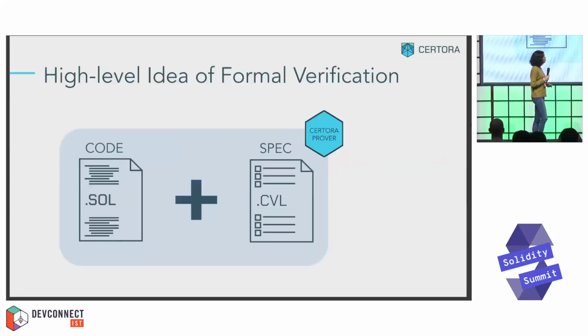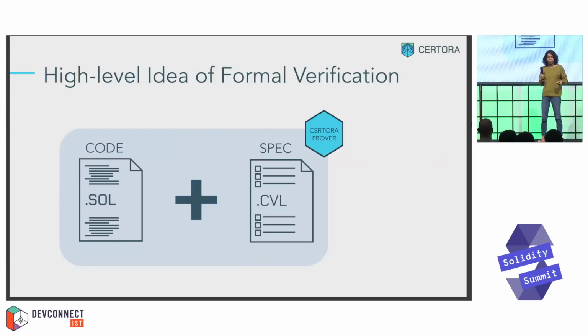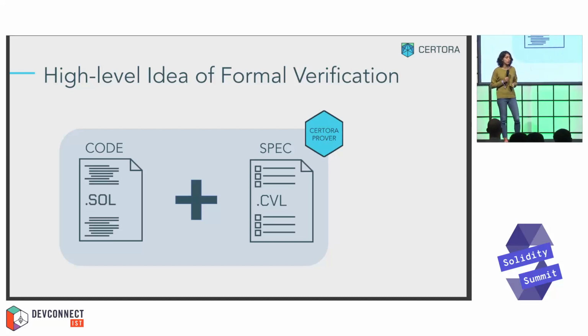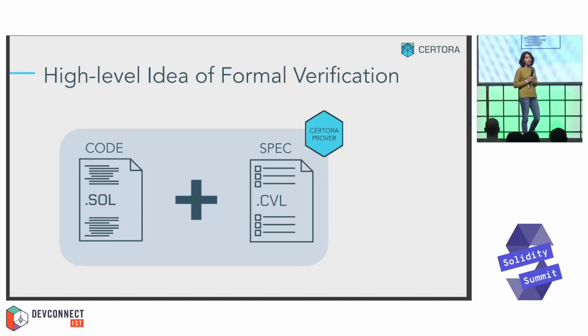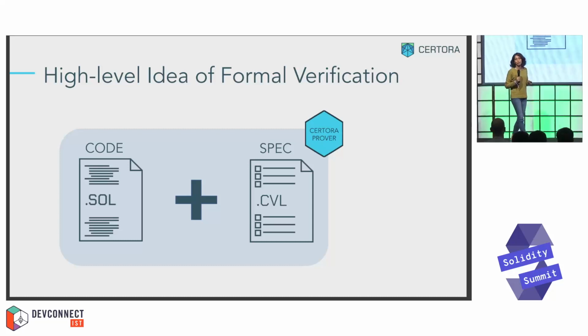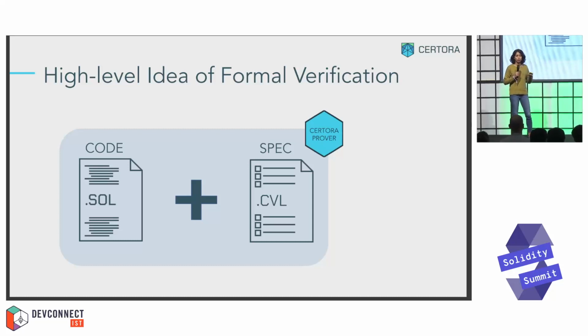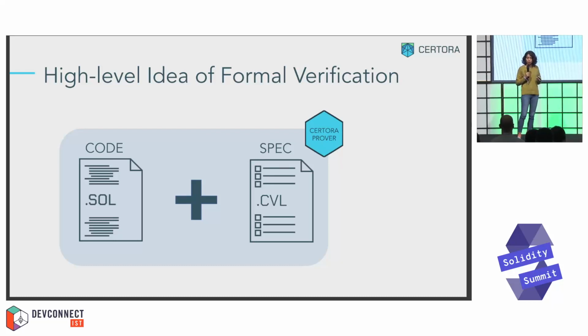Just to give you a quick high-level overview of what I mean by formal verification: you have some code, in this case contracts written in a language like Solidity, and you have some specification. The specification is usually a high-level functional correctness property that you want your code to satisfy. In this talk, I'm going to mostly focus on the Certora Prover, which is the tool we've built for checking these kinds of high-level functional properties about your code.